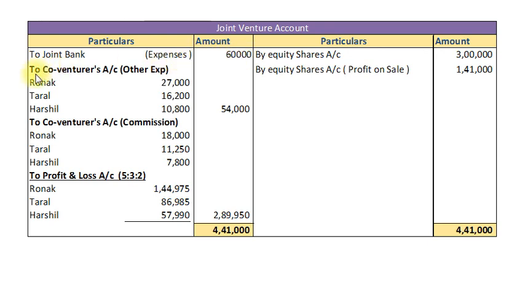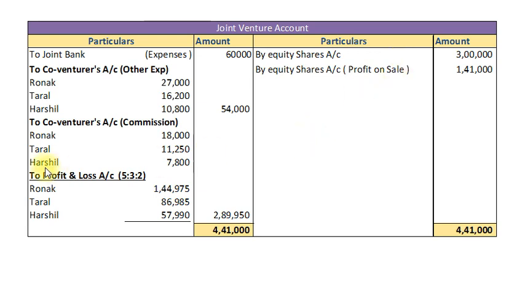Again on debit side, to co-venturers account. This is nothing but expenditures for joint venture paid by co-venturers. Ronak 27,000, Taral 16,200 and Harshil 10,800. Total amount 54,000. Now next on credit side, by equity shares account rupees 3 lakh. This is nothing but underwriting commission received by joint venture.